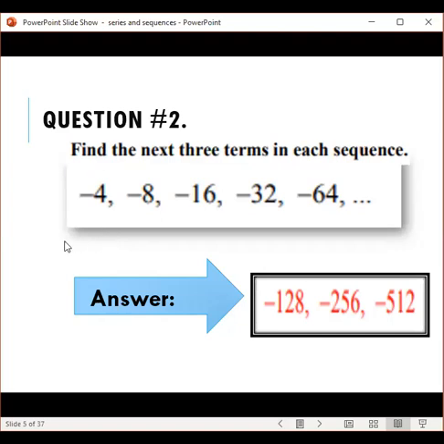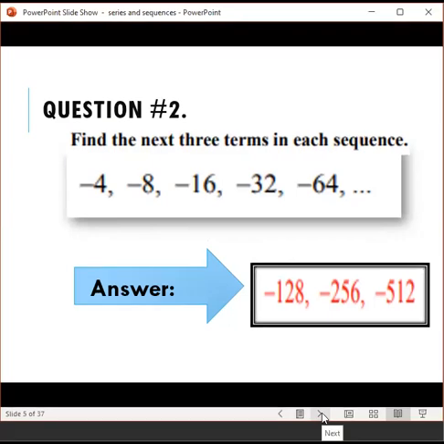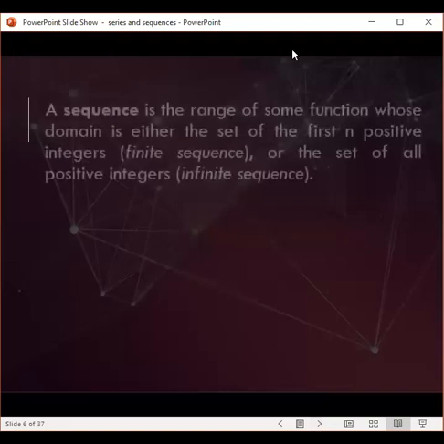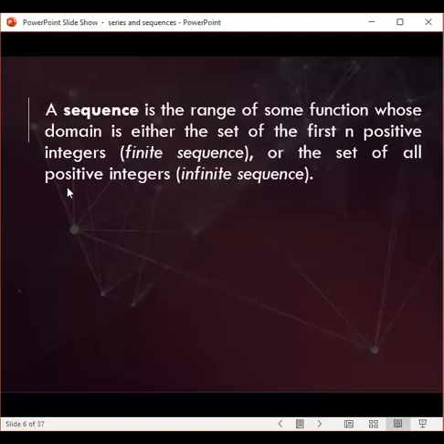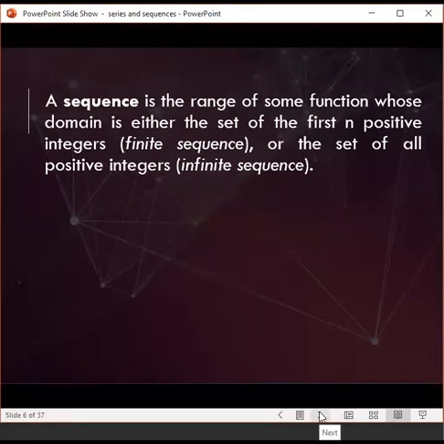This is a function of the positive integers. If n is equal to 1, the x sub n is negative 4. If n is equal to 2, the x sub n is negative 8. If n is equal to 3, then x sub n is negative 16. The x sub n there refers to the term in the sequence. The 1, 2, 3, 4, and so on refers to the positioning of the terms in your sequence. That's the purpose of the first n positive integers or the set of all positive integers. So you have a finite sequence or an infinite sequence.